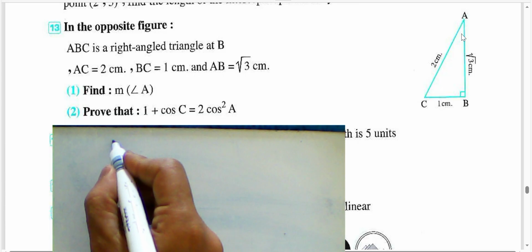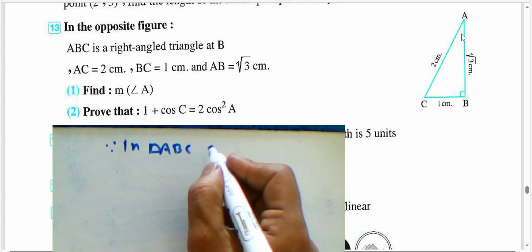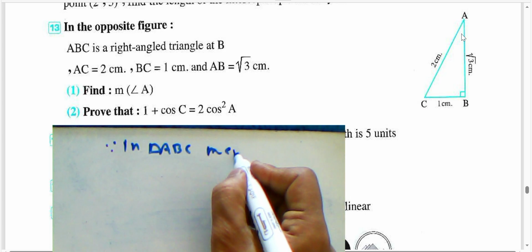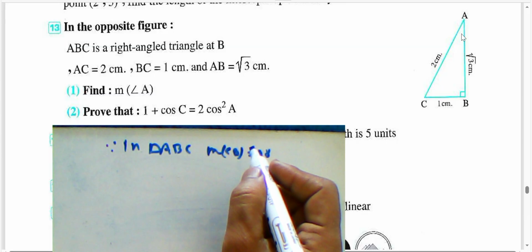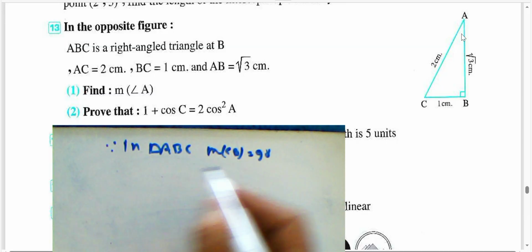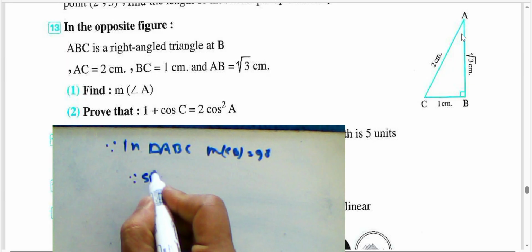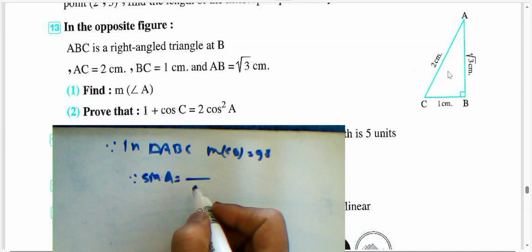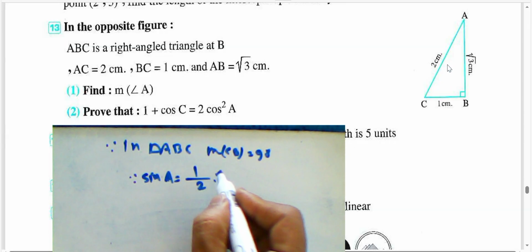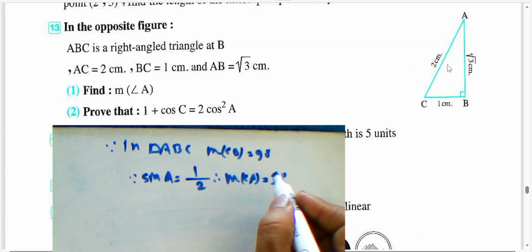Such that in triangle ABC, the measure of angle B equals 90 degrees. Okay, we have a right angle triangle, and sine A equals opposite over hypotenuse, 1 over 2. The measure of angle A will be equal to 30 degrees.